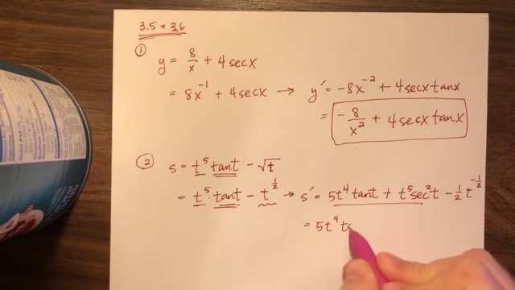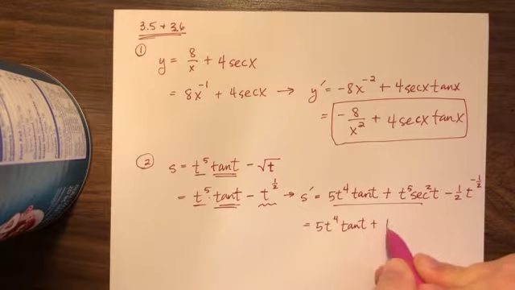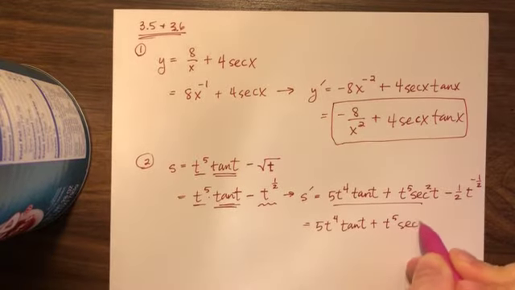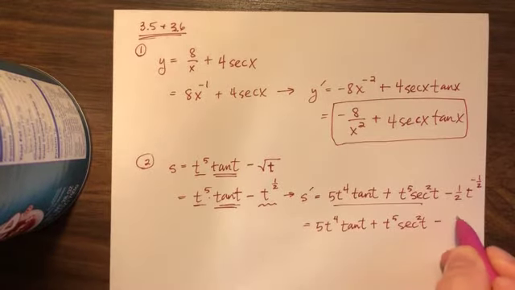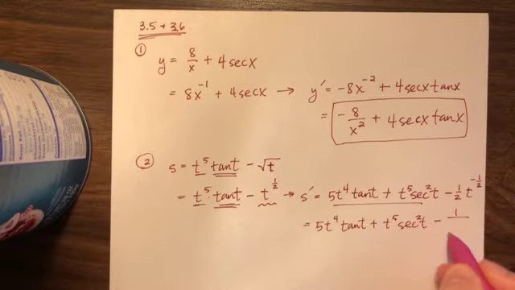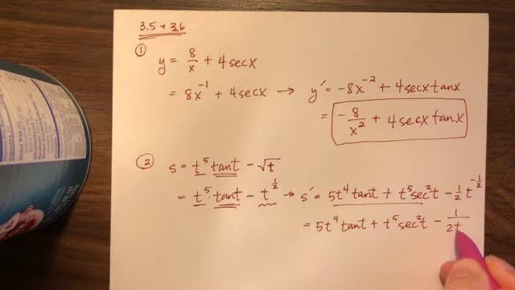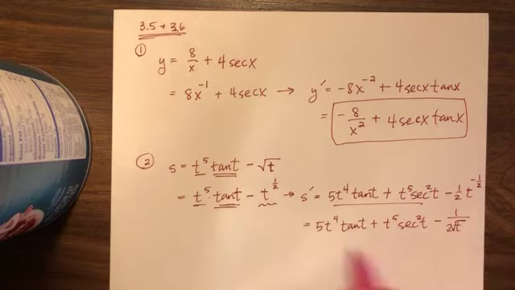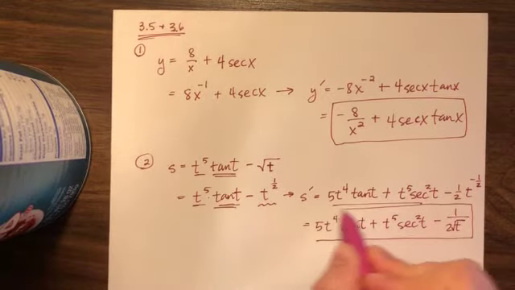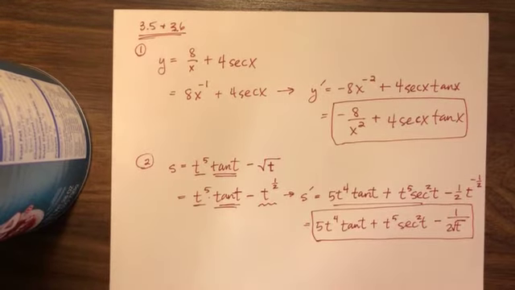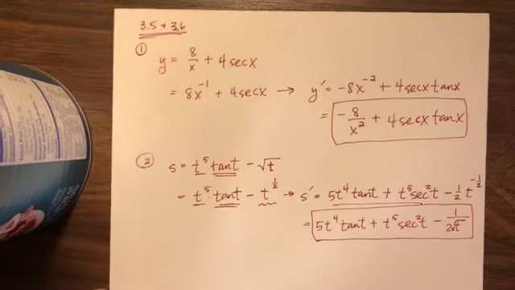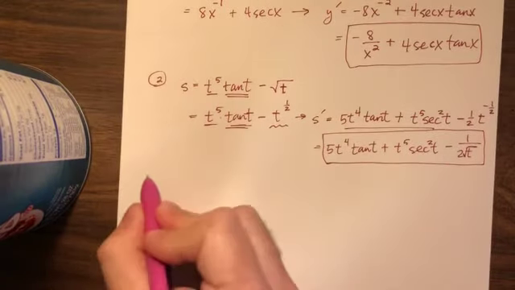5t to the 4th, tangent of t. T to the 5th, secant squared of t, minus, and then that negative power means he goes down, and the 1/2 means square root. So there you go. Okie dokie, number 3.